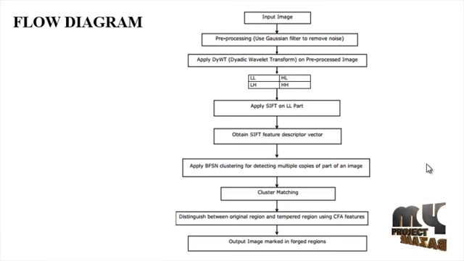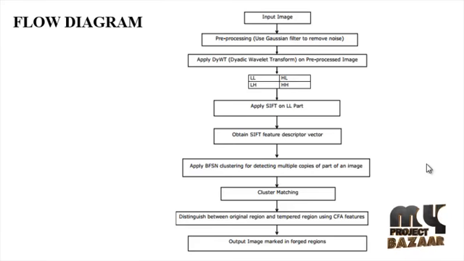The output image is marked with the forgery region. Finally, we calculate the forgery region, that is the original region and the tampered region. Most of the process is calculating the tampered region, so we calculate the particular tampered region using the input image.